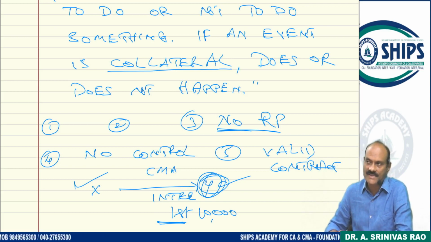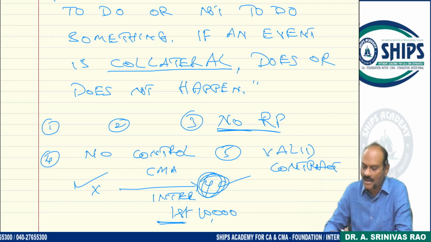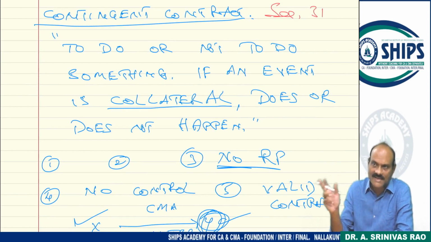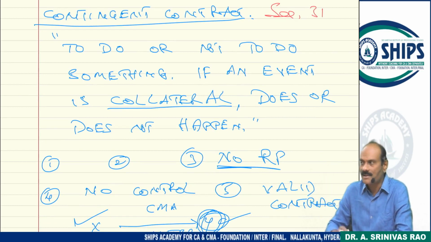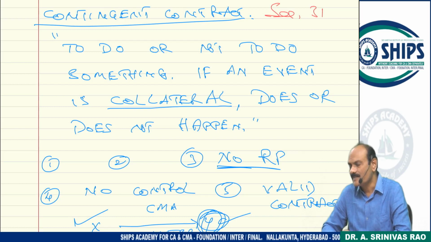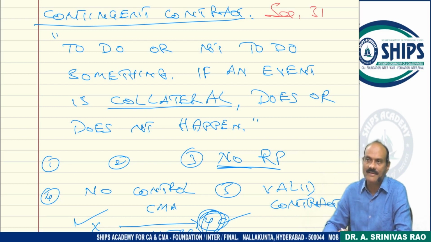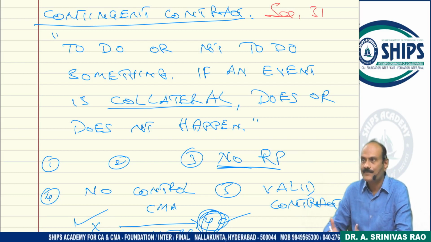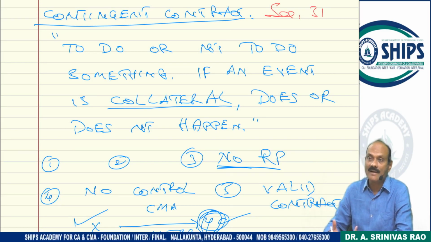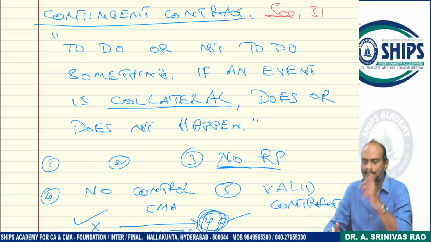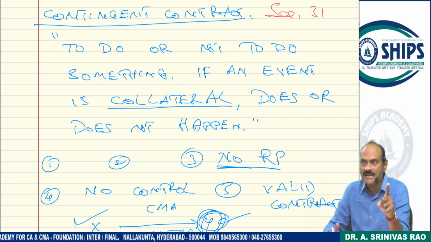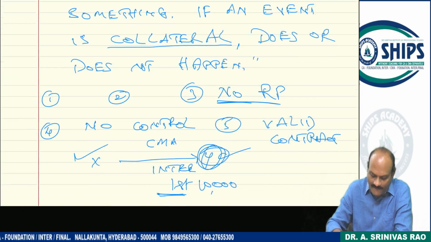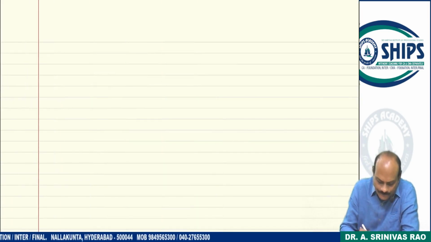Now check the definition please. In a contract, to do or not to do something, if an event collateral to it does or does not happen. There are two persons. There must be an uncertain future event, no control, no reciprocal promises, but it is a valid contract. But the entire contract is dependent on only one incident. What was the incident? Passing of the examination. Let us see other examples.